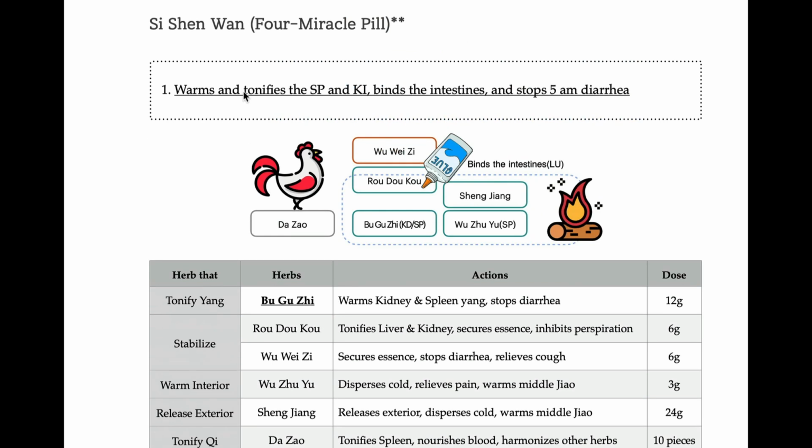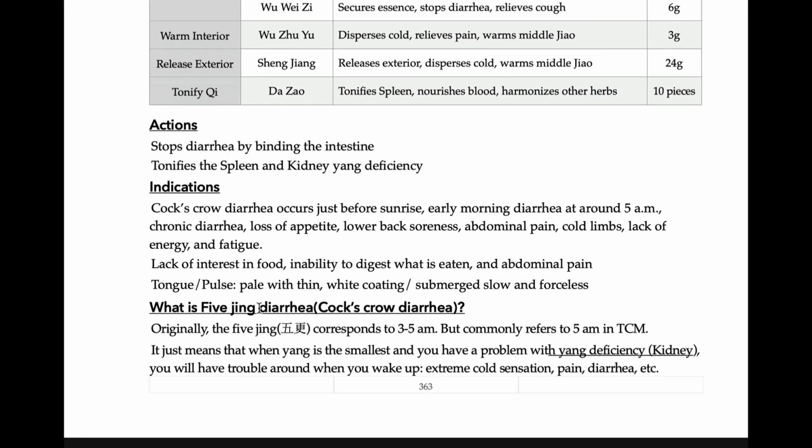This is Sishen Wan. This is for kidney deficiency. So what is the keyword? Day-breaking diarrhea, cock crow diarrhea. It can be described in many different ways.